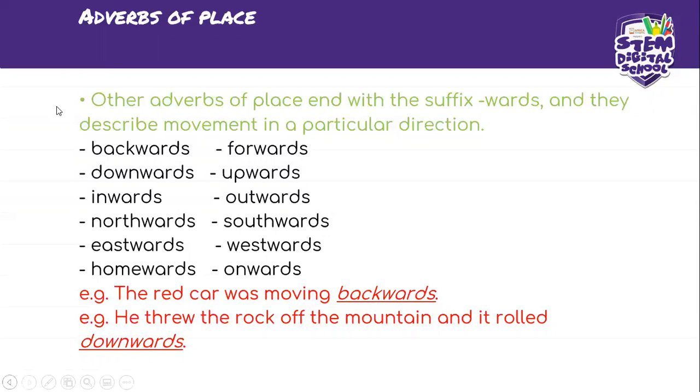And then we come to the next one. He threw the rock off the mountain and it rolled downwards. From here we also get to know and understand the direction in which the rock was moving, the rock was rolling. So we know that since the rock was thrown off the mountain, it was rolling downwards.